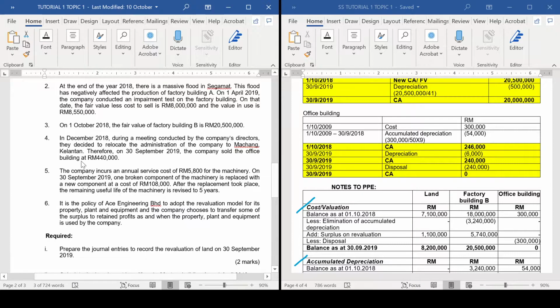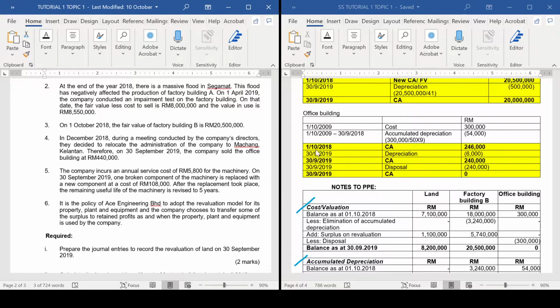In December 2018, during a meeting conducted by the company's director, they decided to relocate the administration of the company to Machang, Kelantan. Therefore, on 30th September 2019, the company sold the office building at 440,000. So there is a disposal of the building at the end of the year.